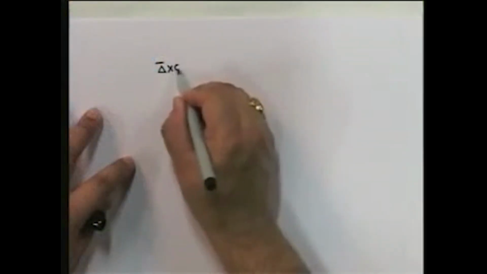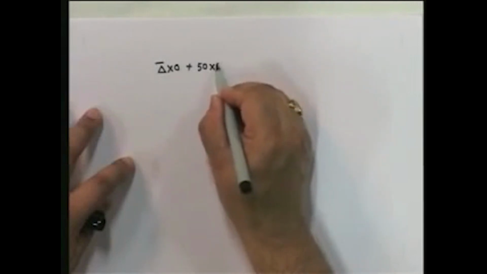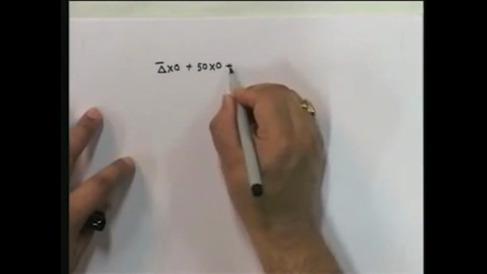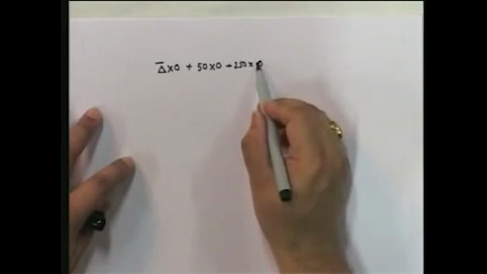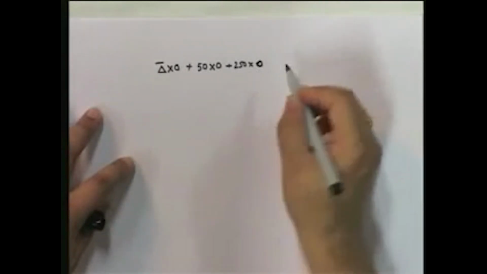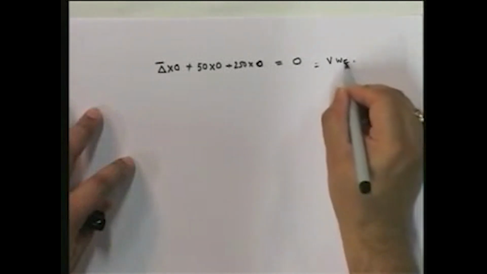If I want to write down that equation, I'm going to put it equal to the work done by the external forces. The work done by the external forces is going to be delta prime into 0 plus 50, that's the force, into 0 because there is no displacement, plus 250 into 0. So these are all the external forces, plus the reactions are 0 anyway. So the right-hand side, the work done by the external forces, is equal to 0.